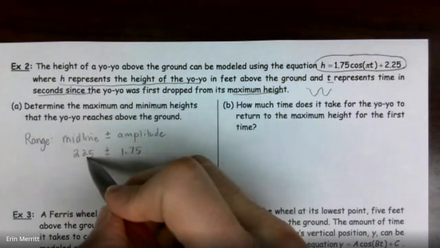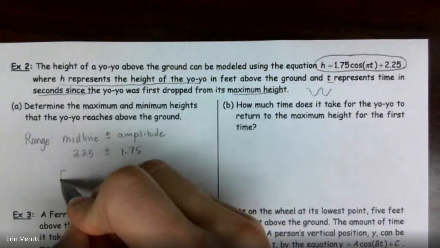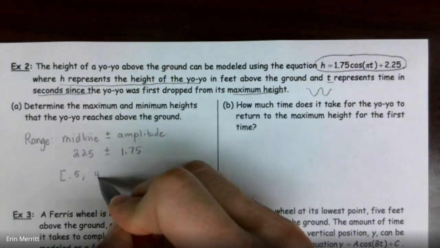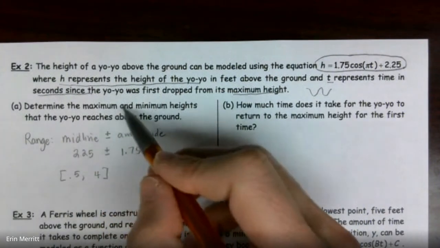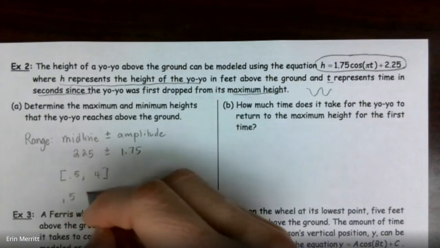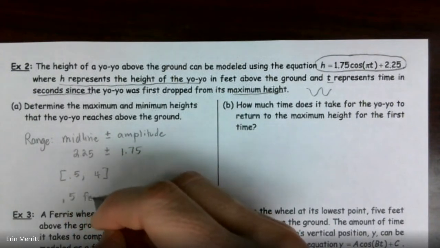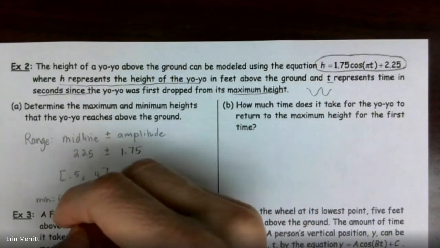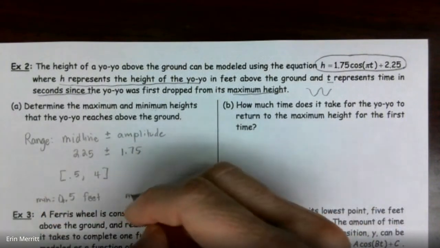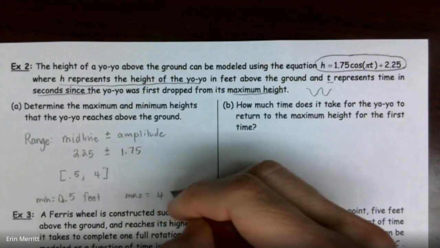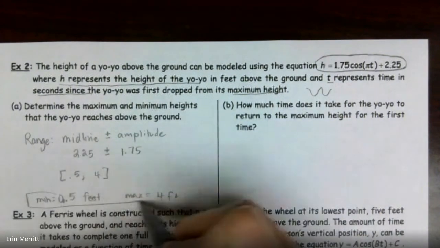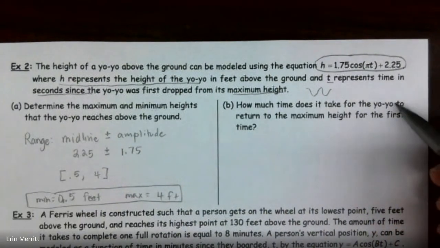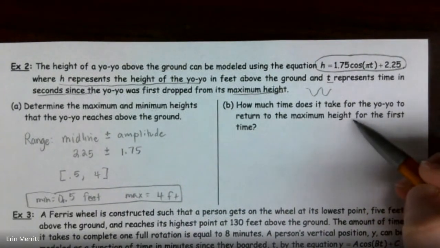If you subtract those two, you're going to end up with 0.5. If you add them, you're going to end up with 4. And so the maximum and minimum heights would be, the minimum is 0.5 feet, and then the maximum would be 4 feet. Cool. How much time does it take for the yo-yo to return to the maximum height the first time?